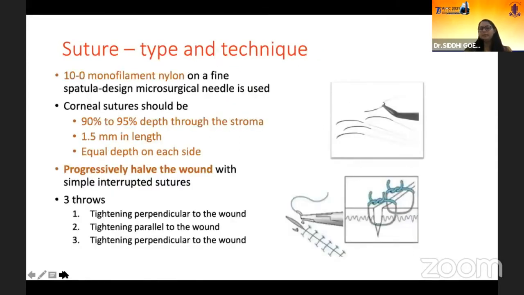Now the type and technique of suturing. For the cornea, we use a 10-0 monofilament suture on a fine spatulated microsurgical needle, and the intended depth of suturing is 90 to 95% of the stroma. The usual suture length is 1.5 millimeters with an equal depth on either side.